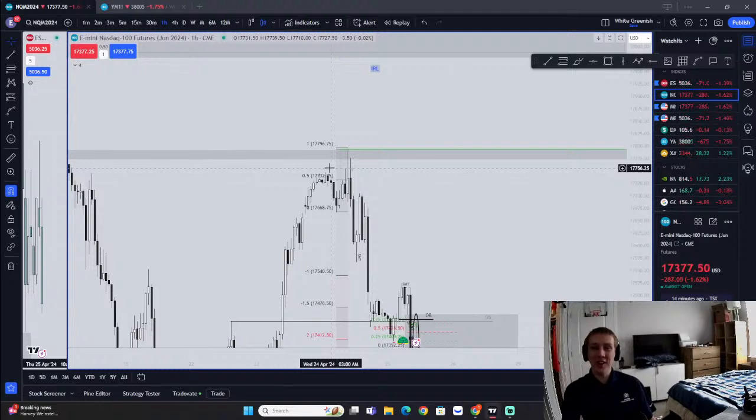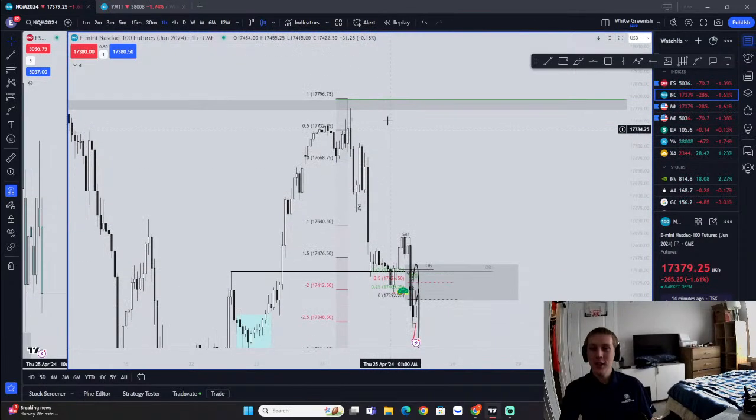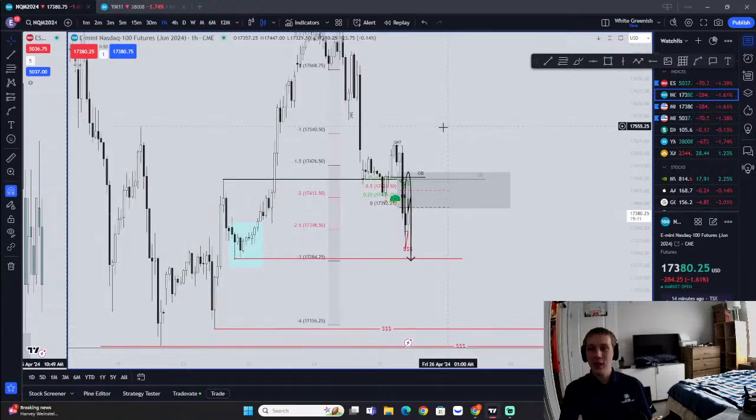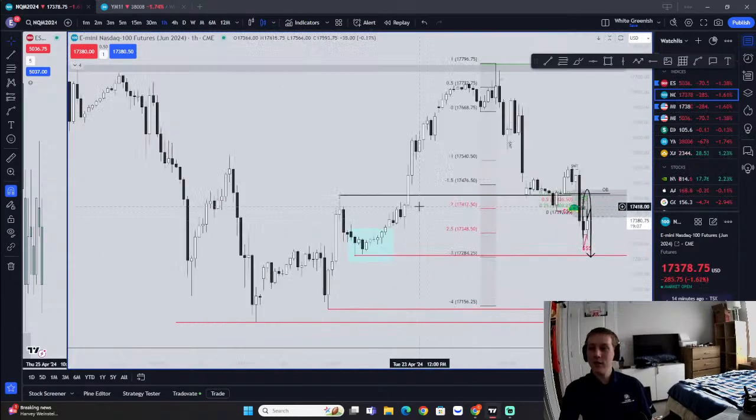What are we waiting for? We're waiting for a smart money reversal. Okay, smart money reversal here. Then what do we shift to? Sell side delivery. Market structure shift. So we're still going to be in sell side delivery.